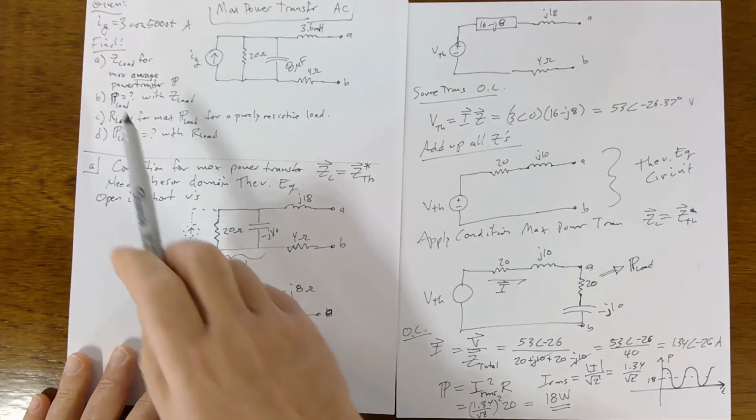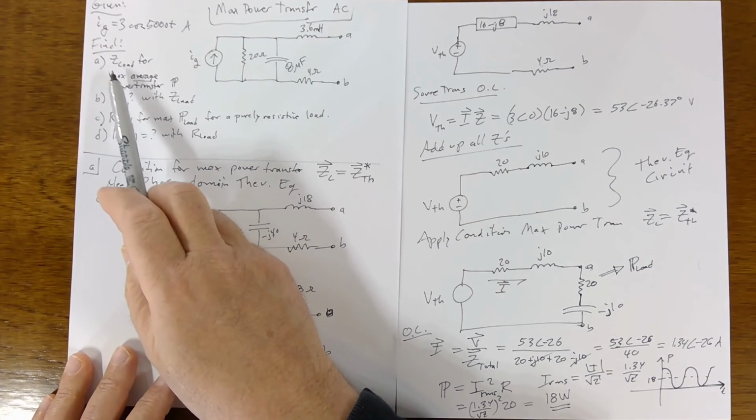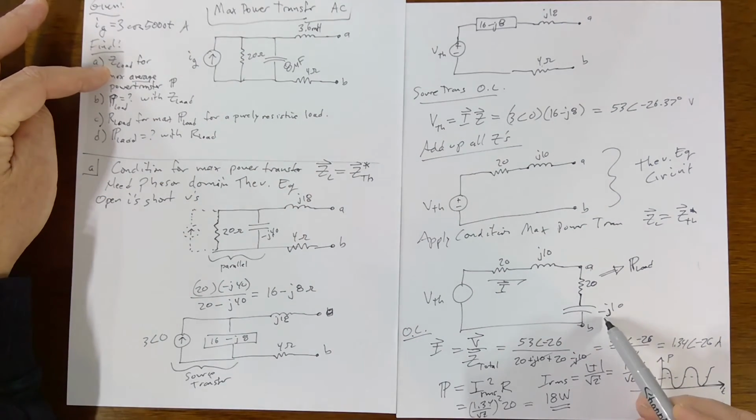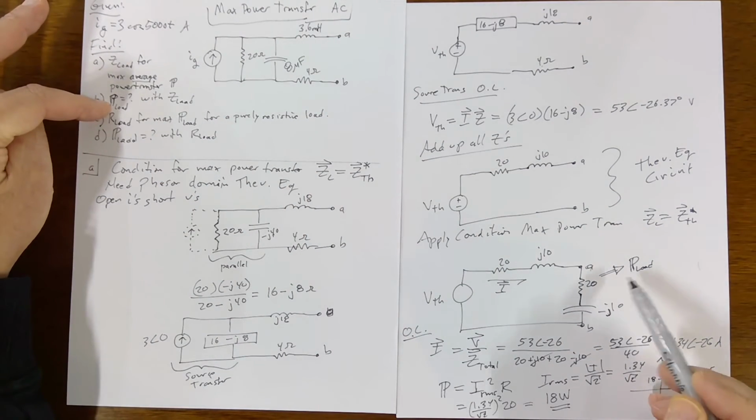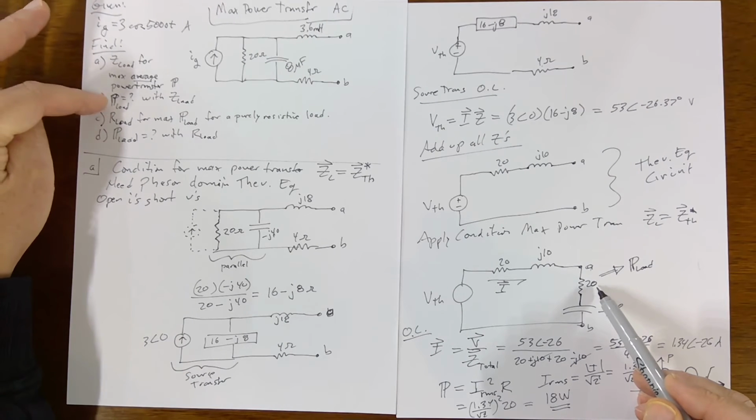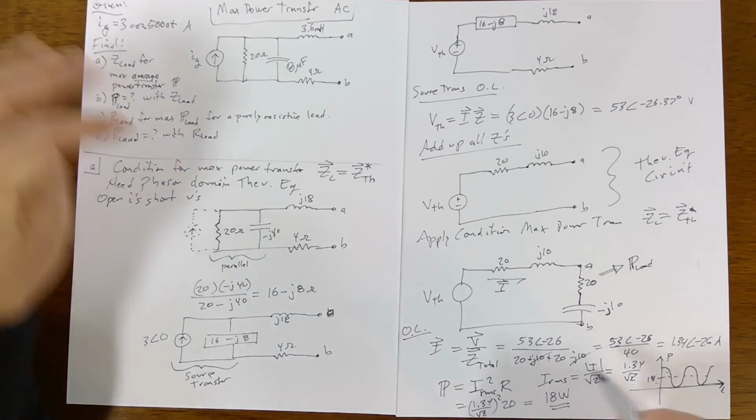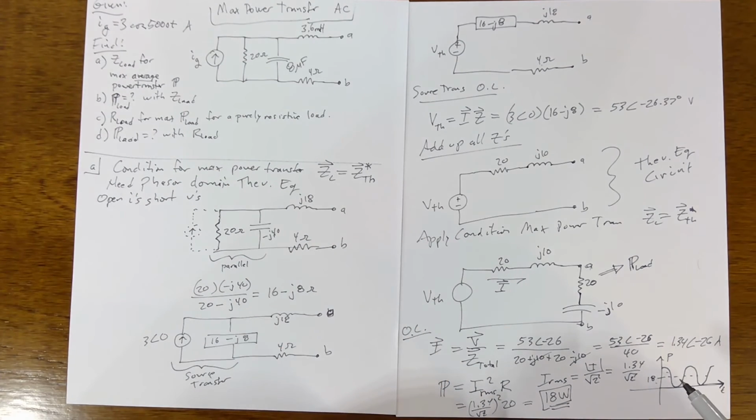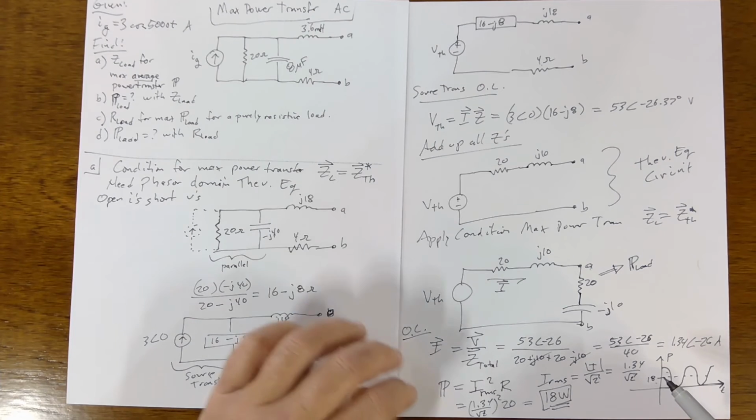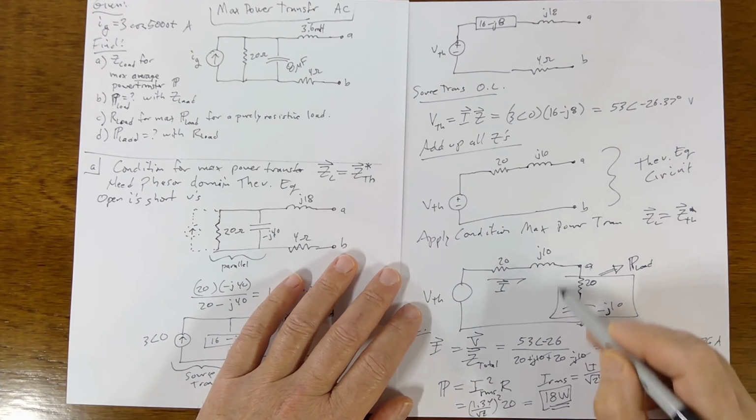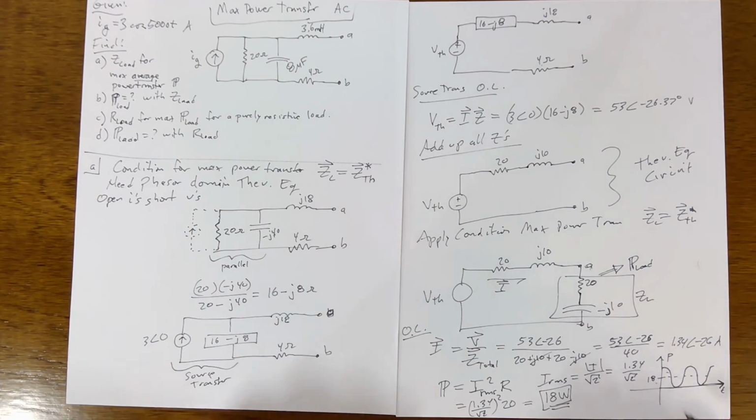Okay, that was part A and B. We calculated Z of the load, which is 20 minus 10J, and that's going to result in a 20 ohm resistor dropping 18 watts. Okay, 20 ohm resistor wherever the impedance was. Didn't really write it down, but this is it. This is Z sub load. It's the answer for that.